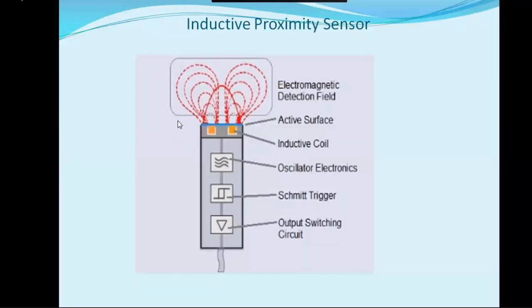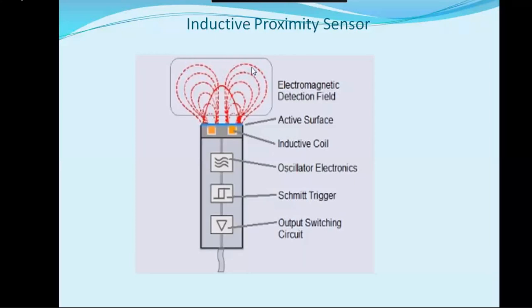So accordingly, you can take several readings in the laboratory, in experiments. What is happening is a very simple operation. Alternating current is first supplied to the inductive coil, generating an electromagnetic detection field. So when the metal object comes very close into this magnetic field, then what will happen? It builds up eddy currents and results in the coil inductance changing.